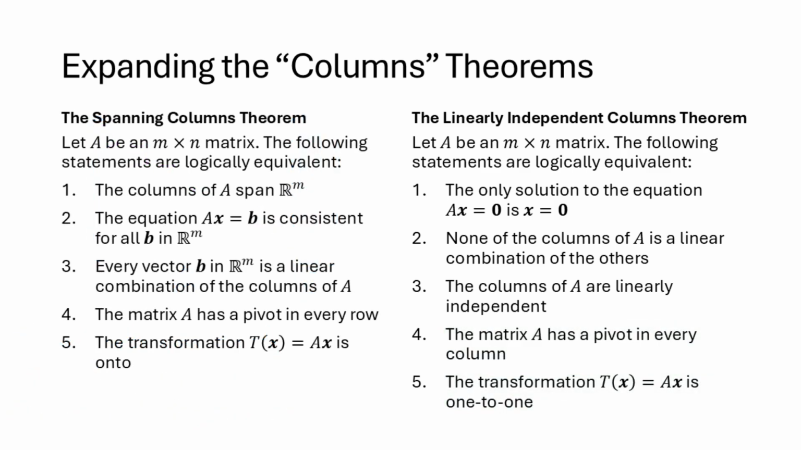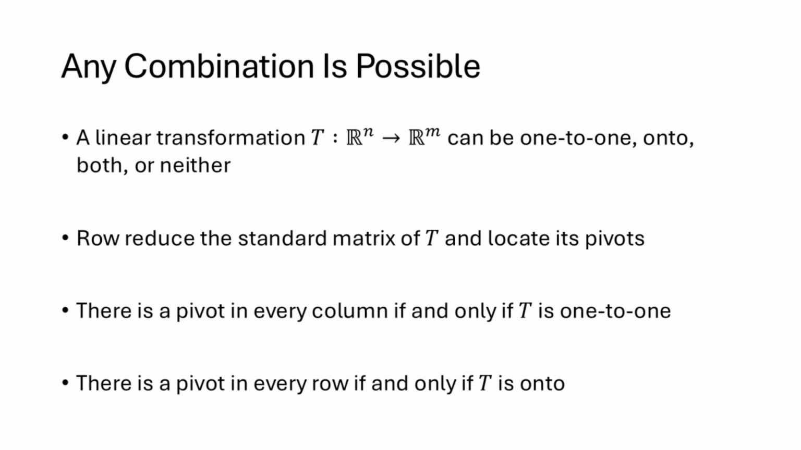So these expanded theorems tell us that these ideas connect to what we've already been doing earlier in the course. We've already been figuring out whether transformations are one-to-one and onto without realizing it. Now, a linear transformation can be one-to-one, onto, both, or neither. The way you determine this is you row reduce the standard matrix of your transformation and locate the pivots. There's a pivot in every column if and only if T is one-to-one. That's one of the things that the linearly independent columns theorem now tells us.